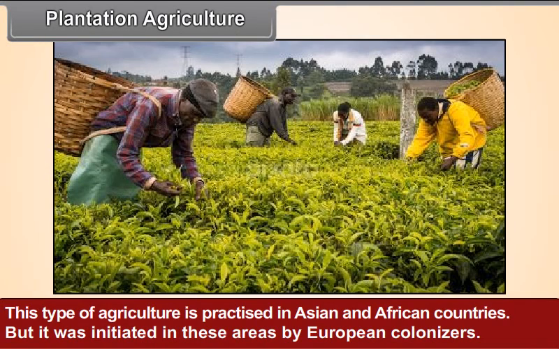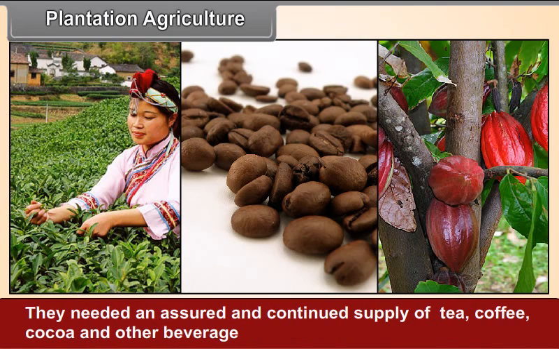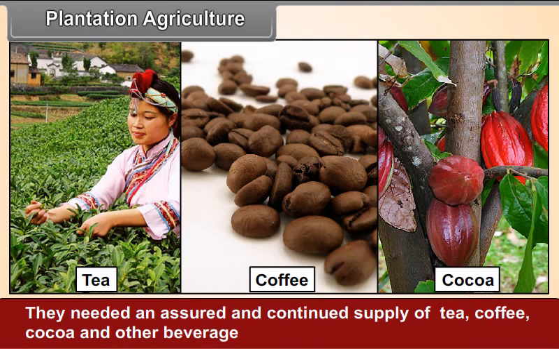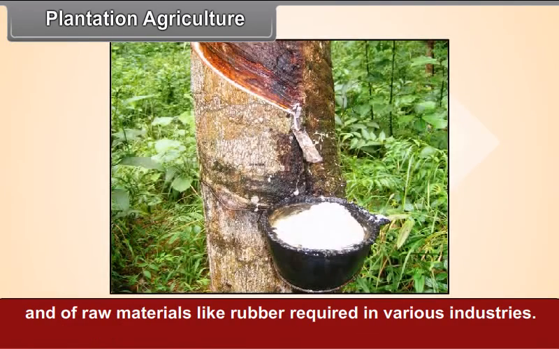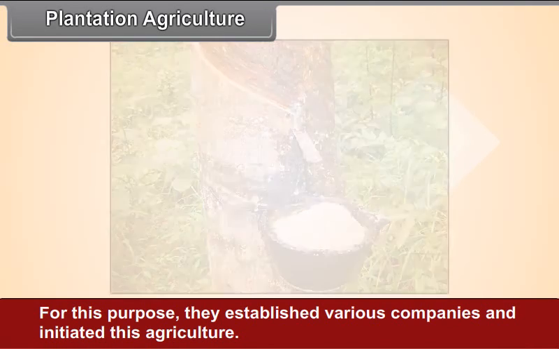Plantation agriculture. This type of agriculture is practiced in Asian and African countries, but it was initiated in these areas by European colonizers. They needed an assured and continued supply of tea, coffee, cocoa, and other beverages, and of raw materials like rubber required in various industries. For this purpose, they established various companies and initiated this agriculture.